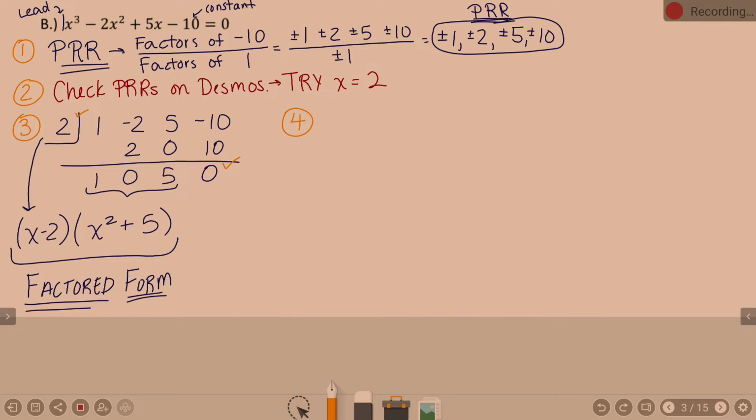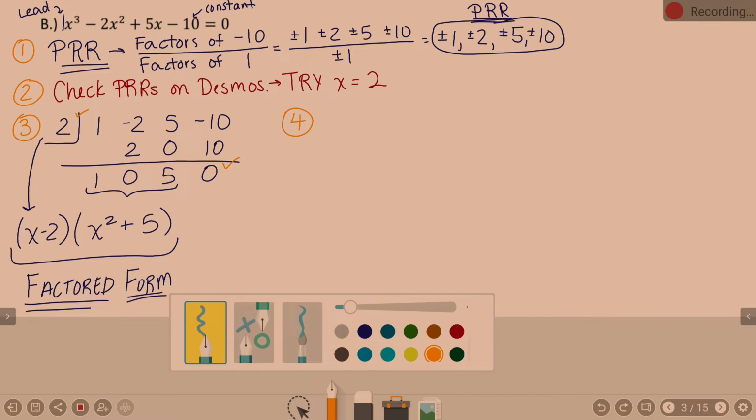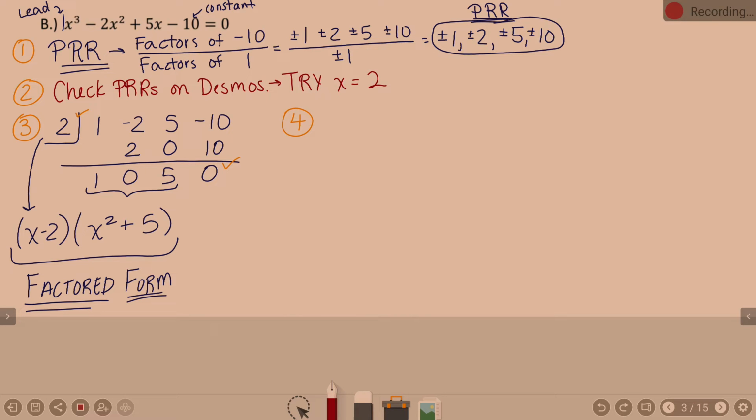So what are we going to do to find our actual solutions? We're going to have to set each factor equal to 0. We already know the x minus 2, right? But the one we have to work with is the x squared plus 5. Okay? So, we already know x minus 2, so we know we're going to have the solution of x equals 2. How do you want to solve x squared plus 5 equals 0?